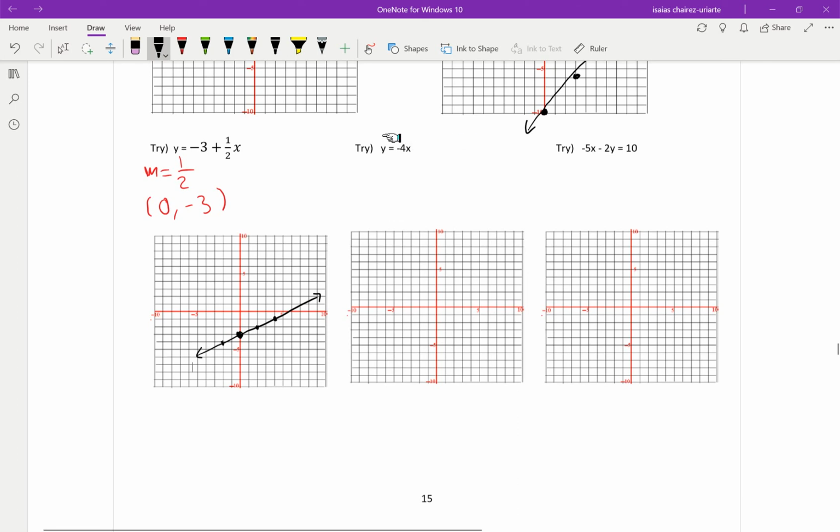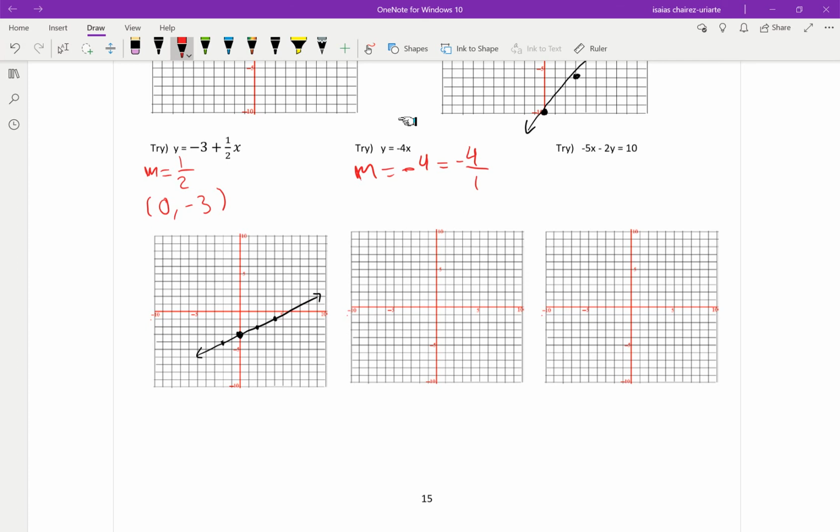This is also good for me. This is already in slope-intercept form. It's already been solved for y, so I don't have to solve for y. I just have to identify what the slope is. Remember, the slope is always the coefficient of your x value, the number right next to your x. In this case, it's just negative 4. That's my slope, or if we think of it as a fraction, negative 4/1.